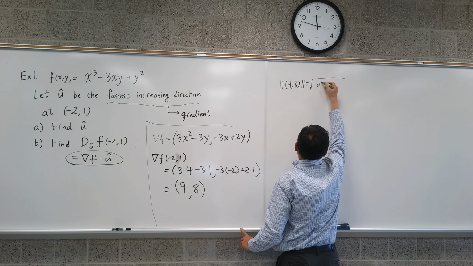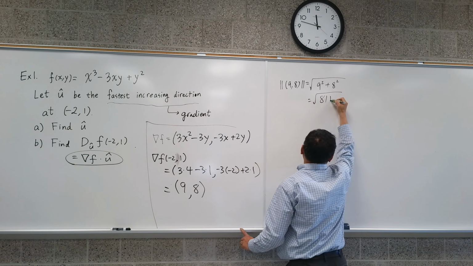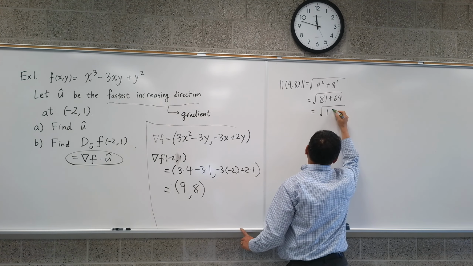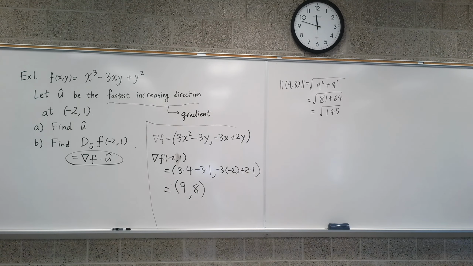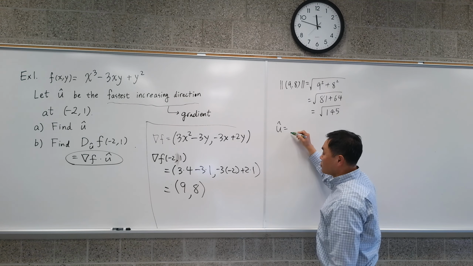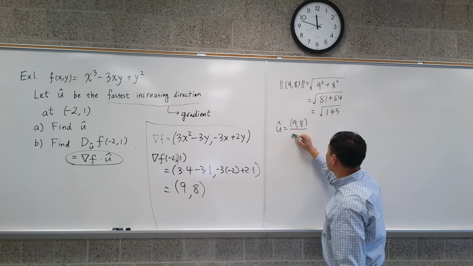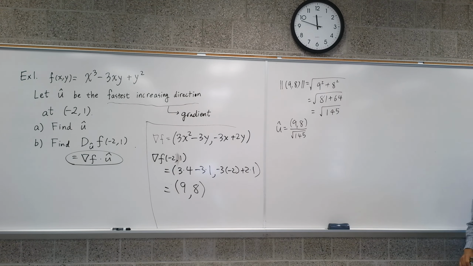Square root of 9 squared plus 8 squared, which is 81 plus 64, and that gives you 145. Okay, so you get the square root of 145. And therefore, the answer to part A is u hat is equal to (9, 8), and you divide it by the square root of 145. So that's the answer to the first one.